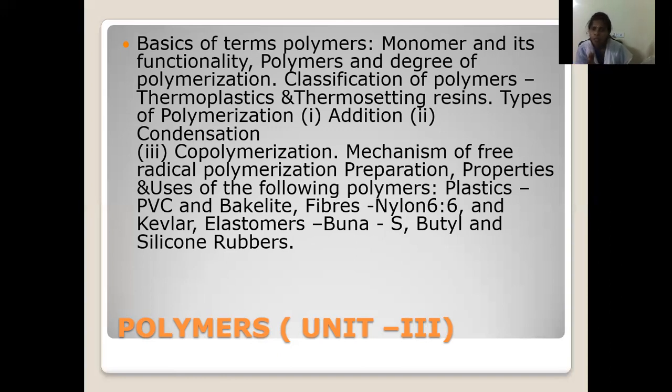Yes, we are having only three preparations: one is fibers, plastics, and the elastomers. Only these three preparations, properties and applications are there. But total preparations, around seven are there: PVC, Bakelite, nylon 6,6, Kevlar, Buna S, butyl, and the silicone rubber. Total seven syntheses are there in the polymer chemistry.